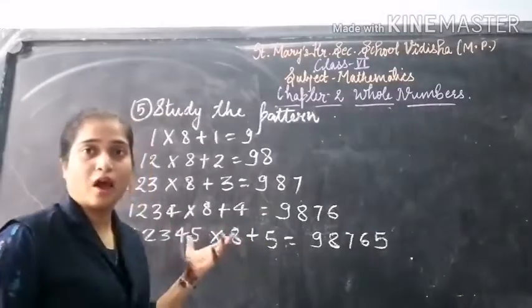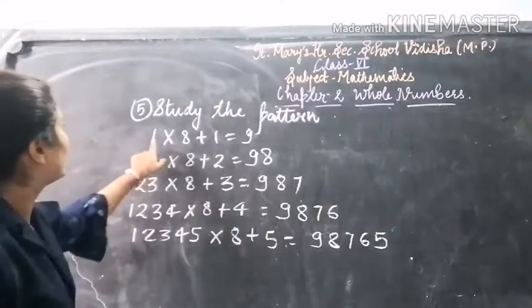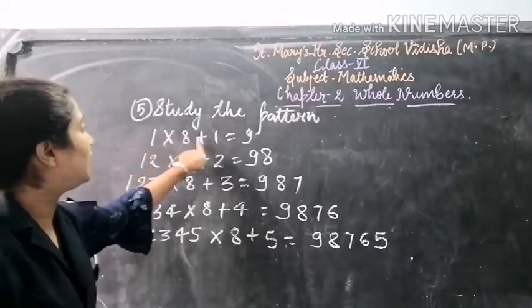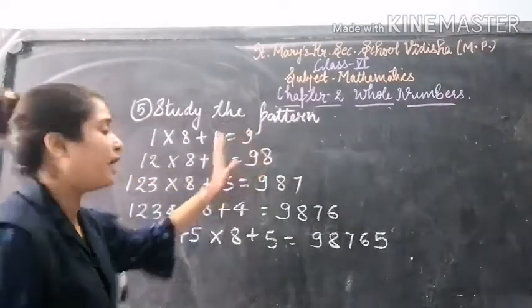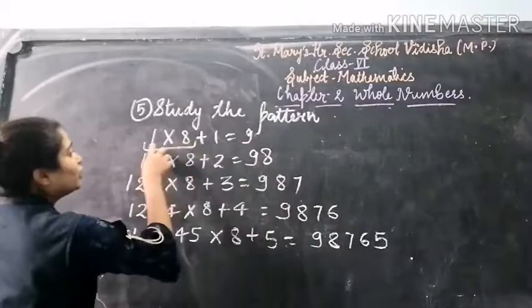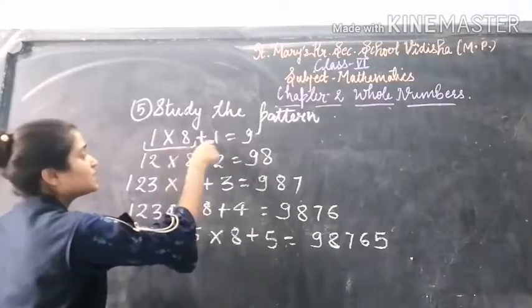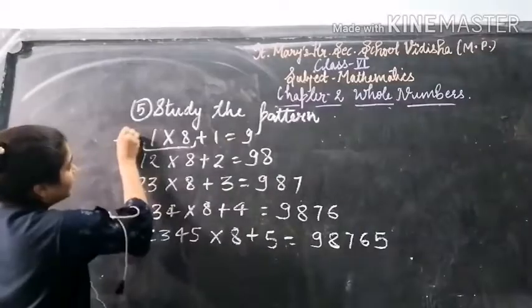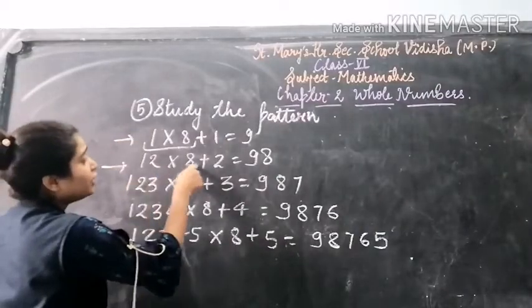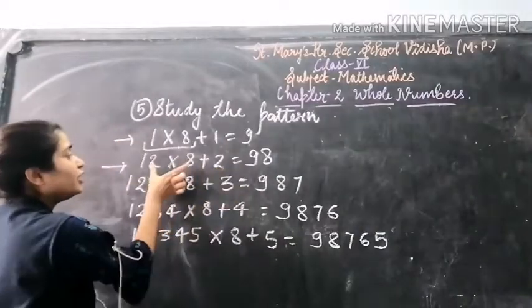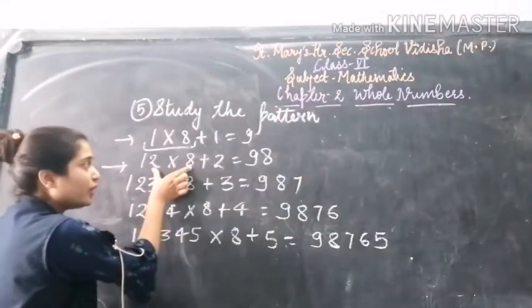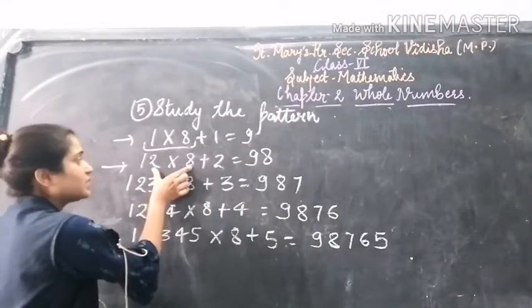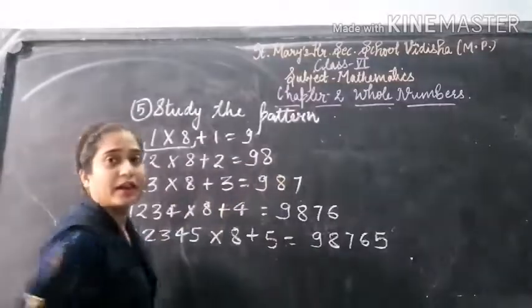So let us see how we can solve this. The pattern is 1 into 8 plus 1 is equal to 9. When we multiply 1 into 8, it becomes 8, plus 1 is equal to 9. Next line is 12 into 8 plus 2. What is 12 into 8? 12 into 8 is 96. 96 plus 2 is 98.